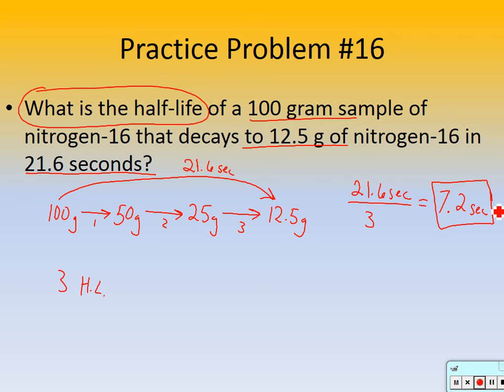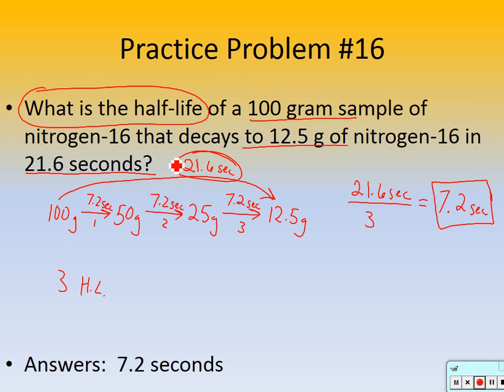So for each one of these, we can go back and check ourselves: 7.2 seconds, 7.2 seconds, 7.2 seconds. If you added all these up, would it be 21.6? Yeah. And so the half-life of that substance must have been 7.2 seconds. Good job. And we got it right.